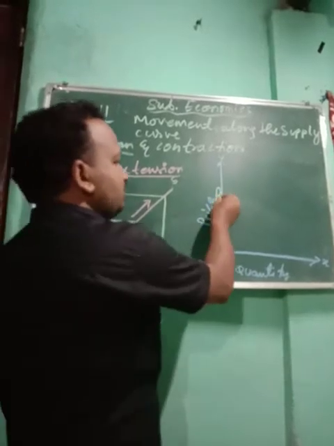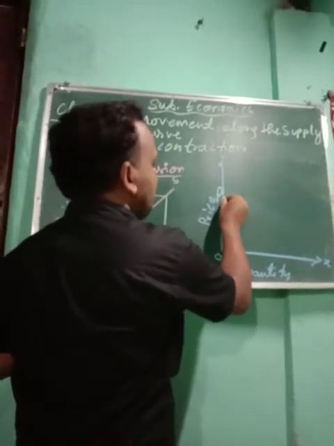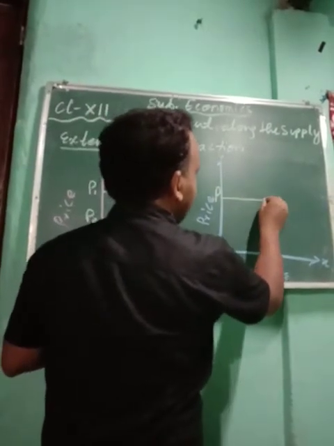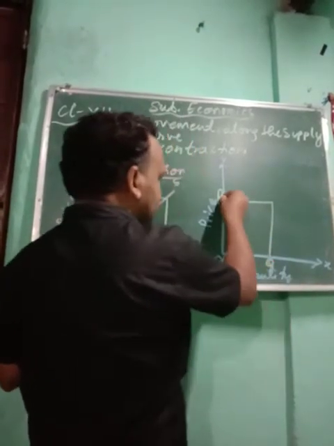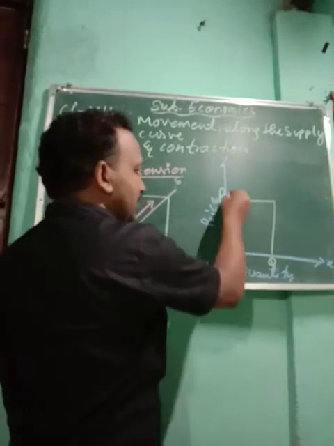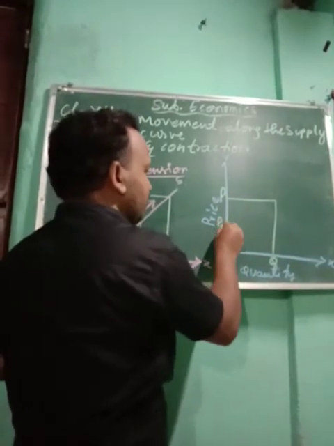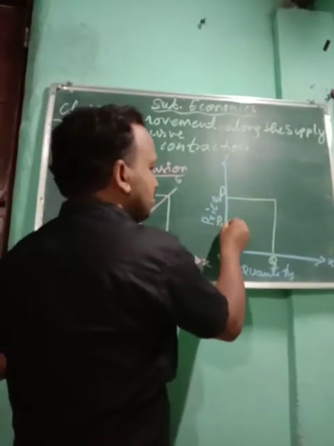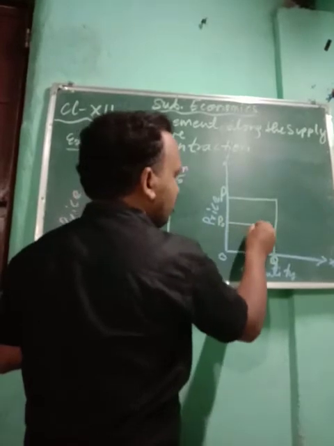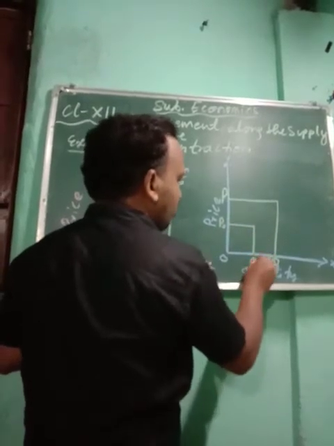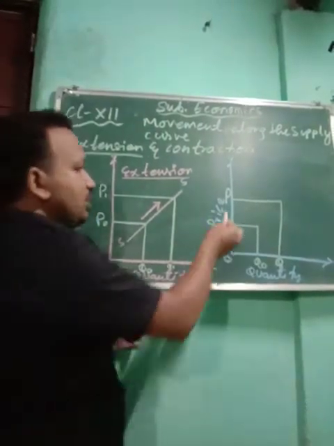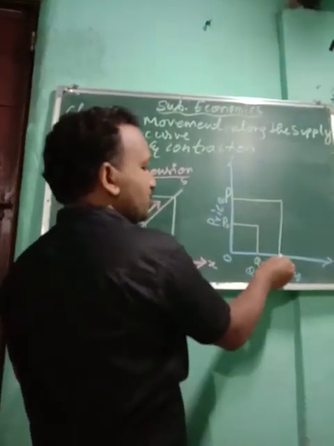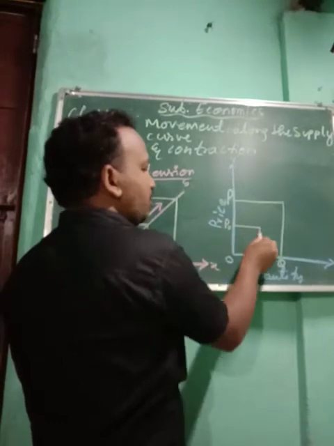So when the price is P, naturally when the price is higher, the supply will be more. So you see, when price is high, supply is high. Now suddenly there is a reduction in the price. So when there is a reduction in the price, naturally your supply is also going to fall. Okay, so you see, when price was high, supply was high. When price fell, supply also fell.